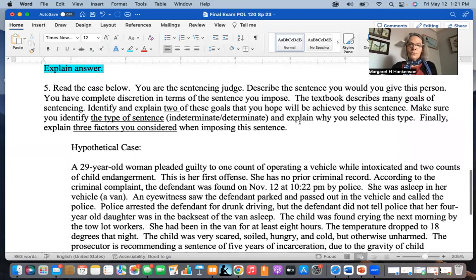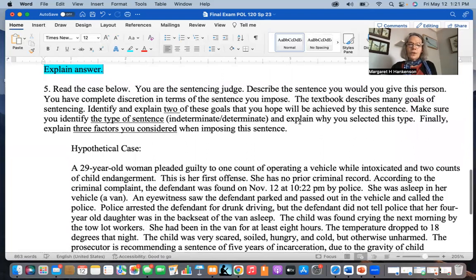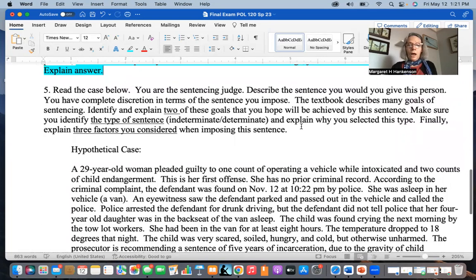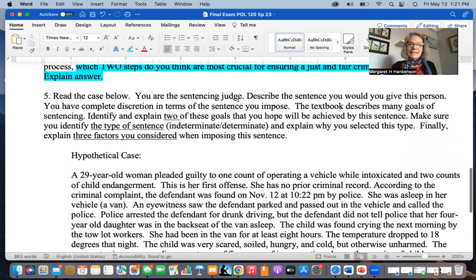So based on what you've learned about the purposes of the sentence, the goals of the sentence, and types of sentences you can give, tell me what sentence you're going to give this person, and then tell me why. Okay. So you're the sentencing judge. Describe the sentence you would give this person. You have complete discretion. I mean, we don't use indeterminate sentencing in Wisconsin, but you can use it. Okay. You have complete discretion.